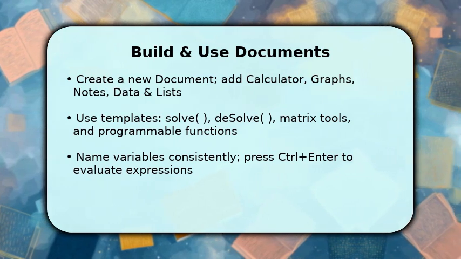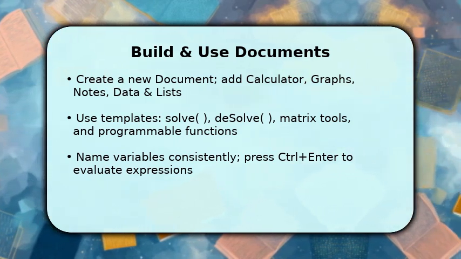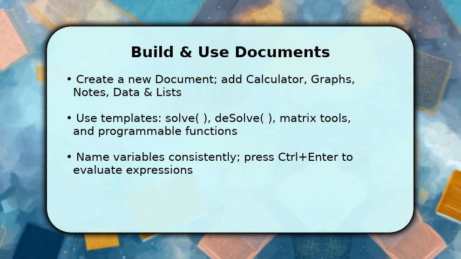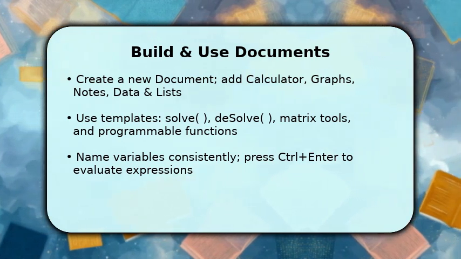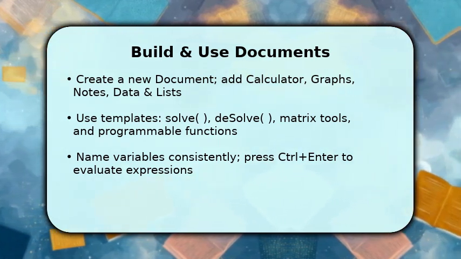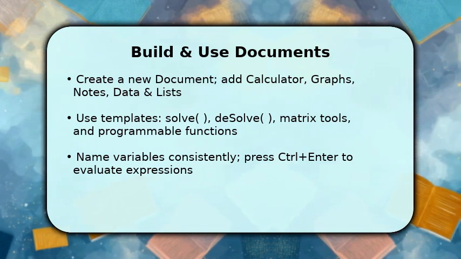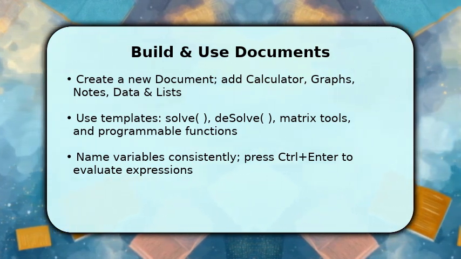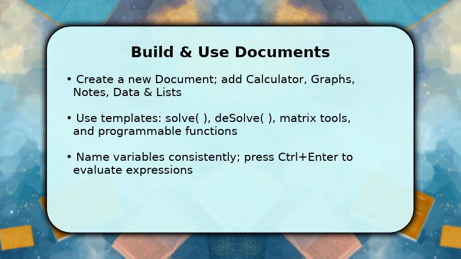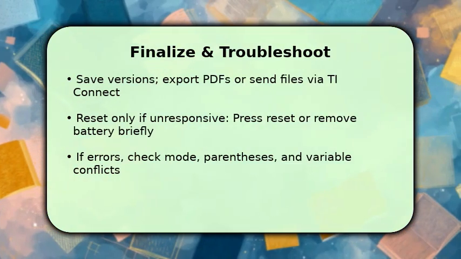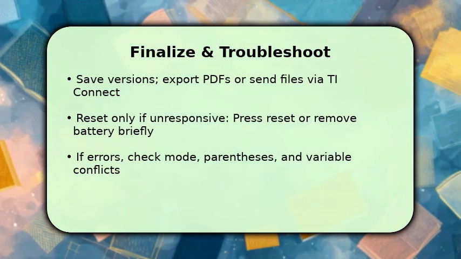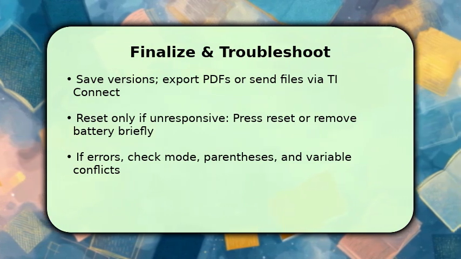Finally, use Ctrl+Enter to evaluate lines and watch the live link between calculator and graphs update as you change values. You finish by saving versions and exporting a PDF to preserve work or to submit homework. Export via document export. If the calculator becomes unresponsive, perform a soft reset first and only remove the battery for a hard reset as a last resort.